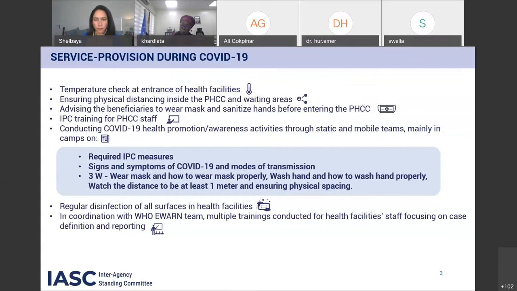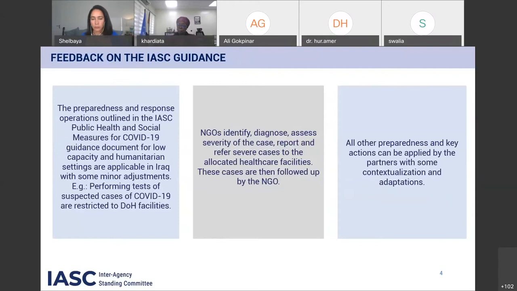And on the third slide, I will talk about the feedback on the IASC guidance. You already shared with us the interim guidance, and actually the preparedness and response operations outlined in the IASC public health and social measures for COVID-19 guidance document for low capacity and humanitarian assistance are applicable in Iraq. Actually, most of those measures were applied in Iraq, and we follow the standard measures to keep the information updated and use it, with minor adjustments to make those measures applicable in Iraq. For example, performing tests of suspected cases of COVID-19 is restricted to the Directorate of Health facility. As NGOs, we are not doing testing for the suspected cases.